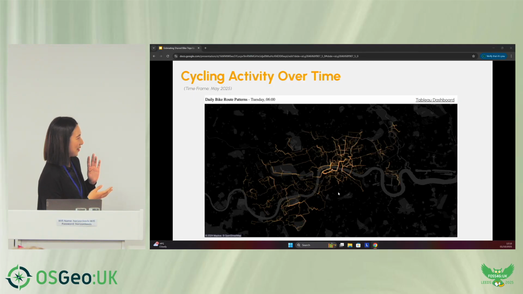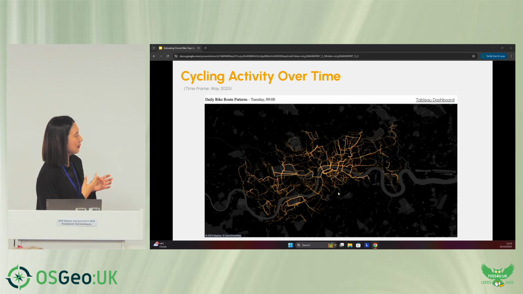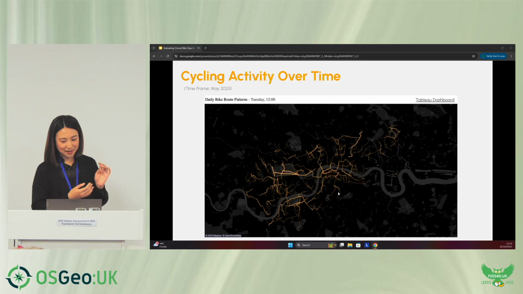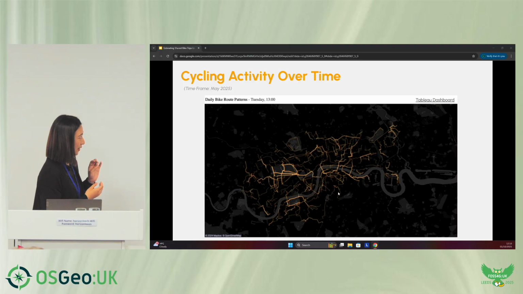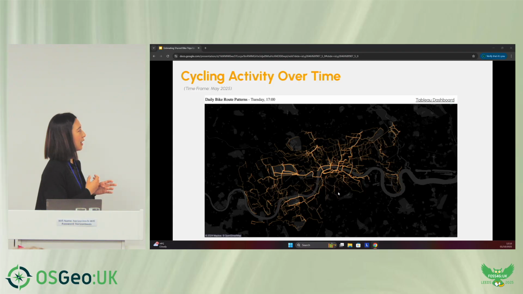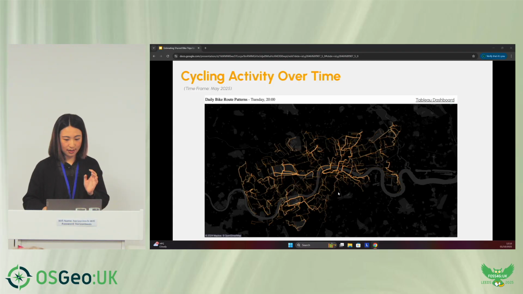The city starts waking up at 8 a.m. and starts getting busier during 8, 9, 10, and it quiets down a little bit from noon to the afternoon, but it peaks again in the evening, which is off-work hours.